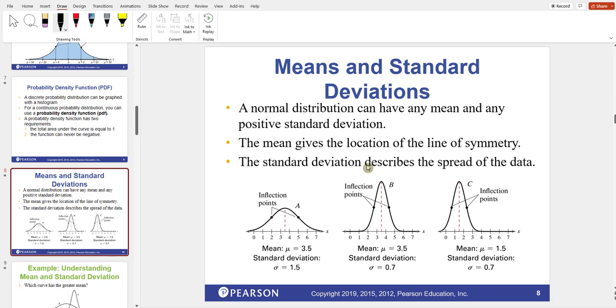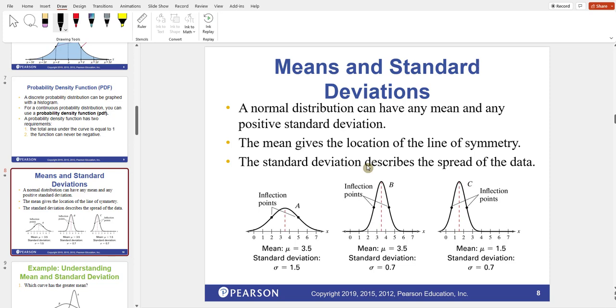So here are examples of a few normal distribution curves. They can have any mean, and they can have any positive standard deviation. The mean, once again, is your peak. That's the location of the line of symmetry. The standard deviation gives you the spread of the data.